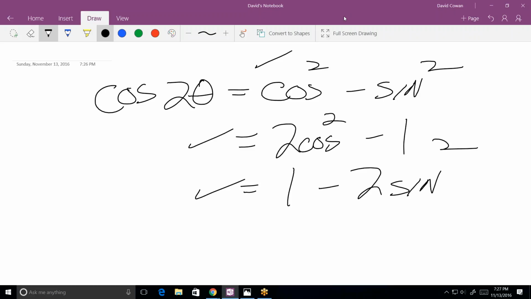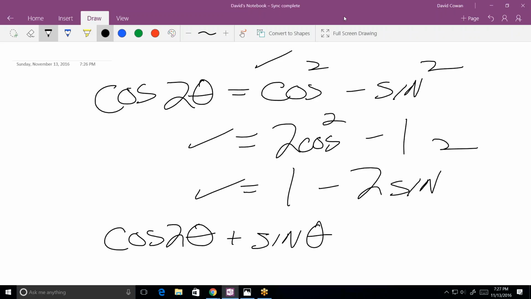And sometimes what might cause me to want to use sine? Well, what if I had something like cosine of 2 theta plus sine of theta minus 2 equals 0. Let's say I'm trying to solve that trig equation. Which identity am I going to use? The 1 minus 2 sine squared. Yeah, because then I'm going to have a quadratic in sine, and I'll be able to factor it.